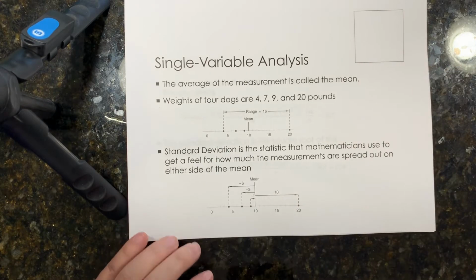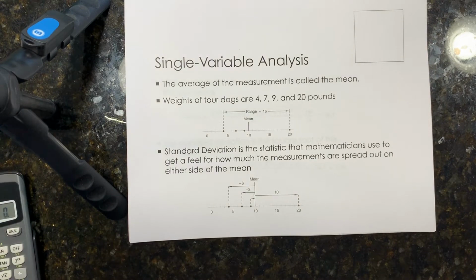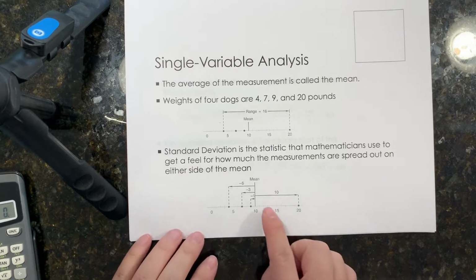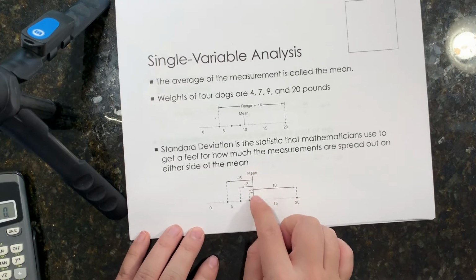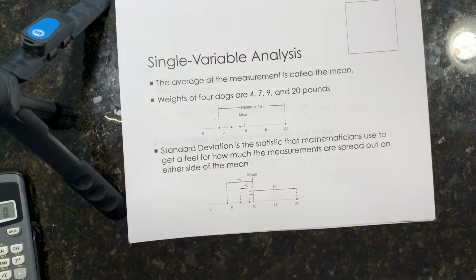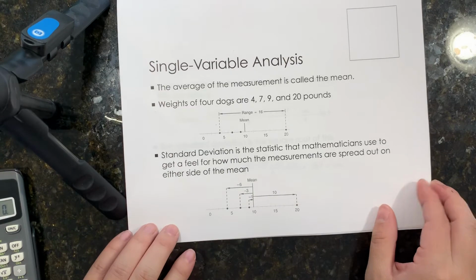And then standard deviation is the statistic that mathematicians use to get a feel for how much the measurements are spread out on either side of the mean. So it has to do with the mean and the spread of the numbers. If you look here, this would be our mean, and this is the spread of the different numbers. We're going to be using the standard deviation to find that spread.